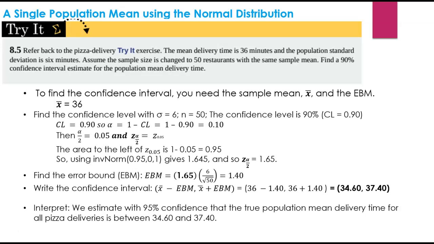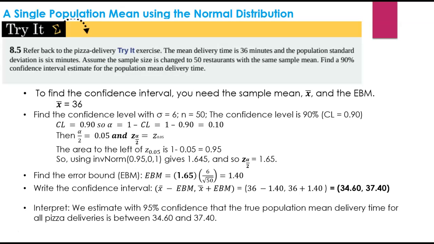(8.5) Refer back to the pizza delivery triad exercise. The mean delivery time is 36 minutes and the population standard deviation is 6 minutes. Assume the sample size is changed to 50 restaurants with the same sample mean. Find a 90% confidence interval estimate for the population mean delivery time.